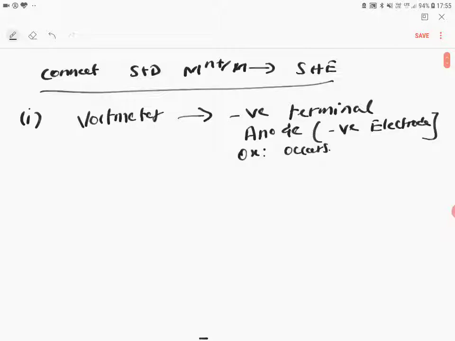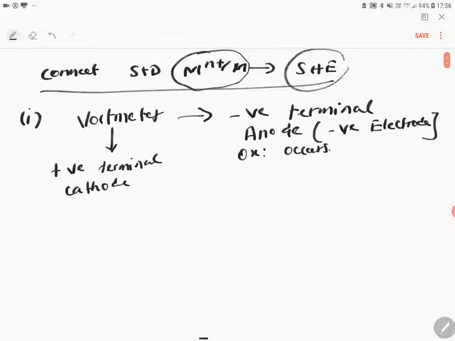So only if it is connected to the anode, you will get a positive voltmeter reading. Similarly, the positive terminal should be connected to the cathode of the half cell. But still now you do not know whether this is anode or cathode, and vice versa.